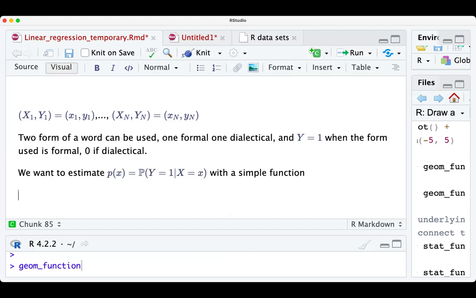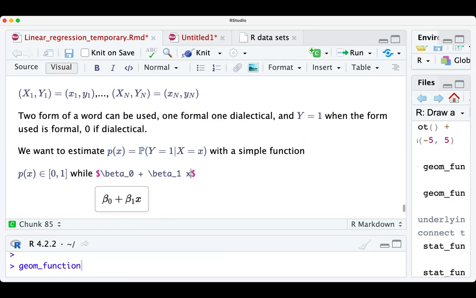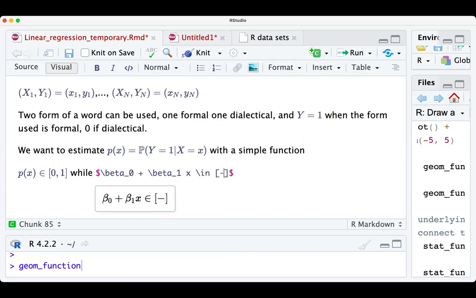But a line is not a good thing, because why? Because p of x is in 0 and 1, while beta 0 plus beta 1 x is in minus infinity, plus infinity. And in the first half of the lecture, we have found a transformation which is the log of the odds.